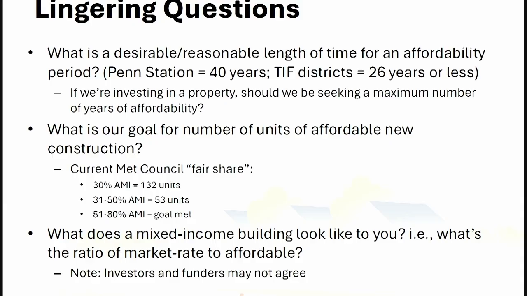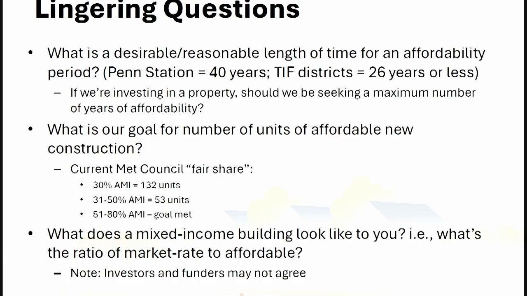The second is that the priority rankings indicate that preserving what we have is the greatest priority. And in terms of new construction, we want to hear, do you have a goal for a number of new affordable units that we should be working towards? And just a reminder, I put up there that these are what the Metropolitan Council considers to be our fair share of new construction that we put forward.